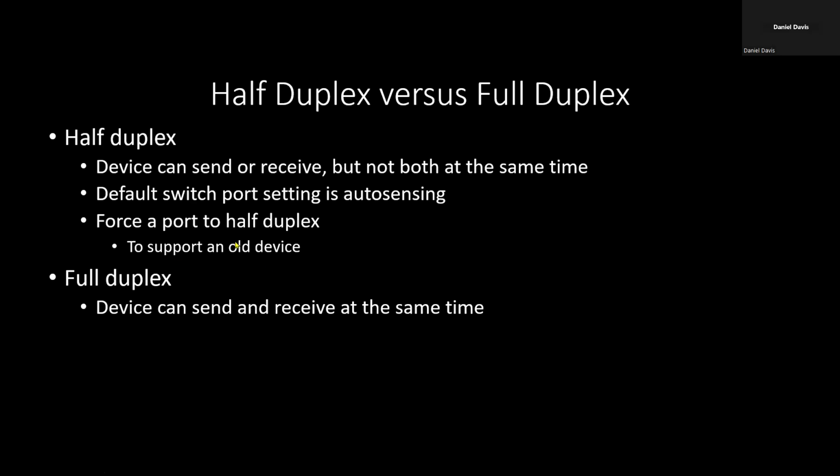Then we have full duplex, and that is where data can go both ways at the same time. So with full duplex, devices can send and receive data at the same time.